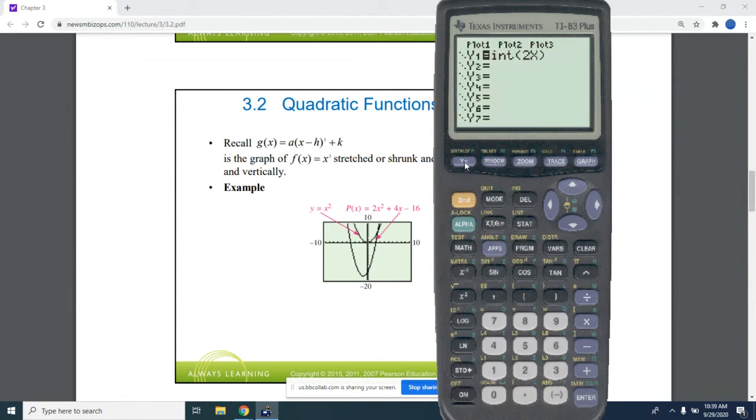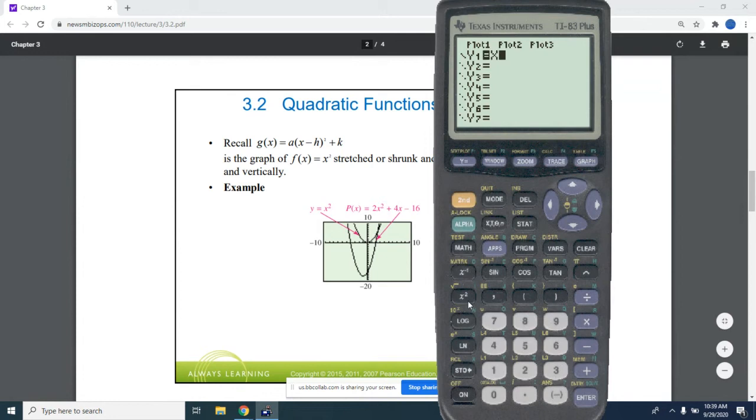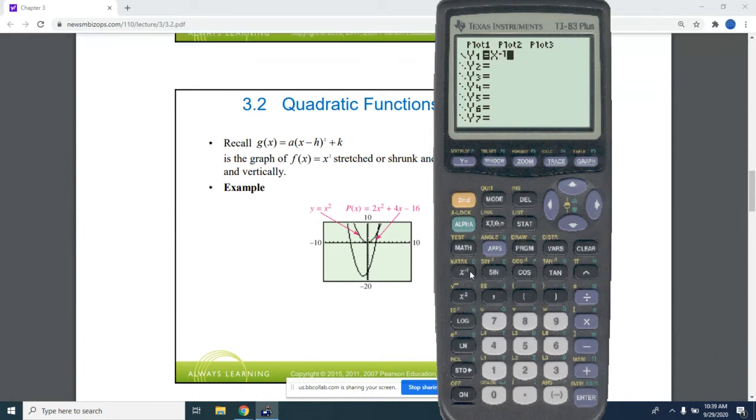I'm going to go into y equals, and I'm going to clear out any functions. And I'm going to put in x squared minus 6x minus 2. And I'm going to graph it by using zoom 6.